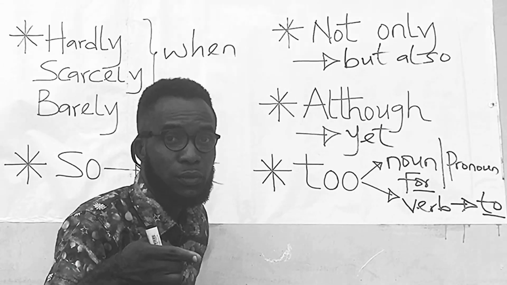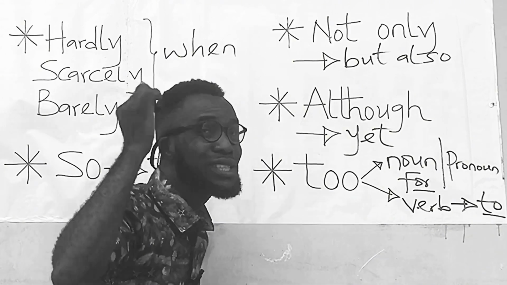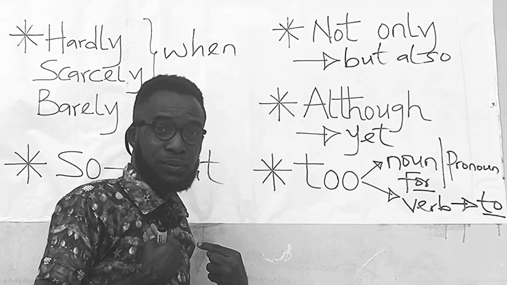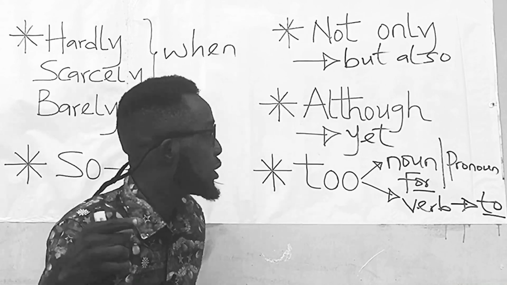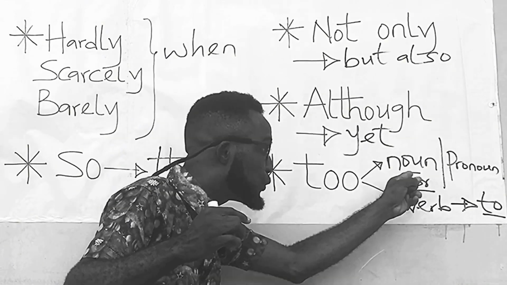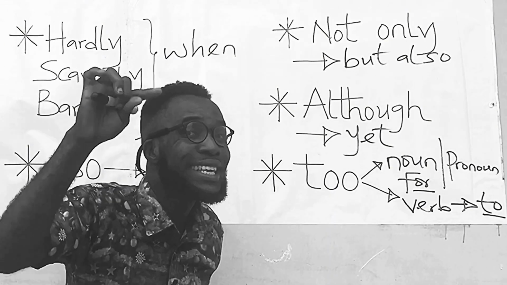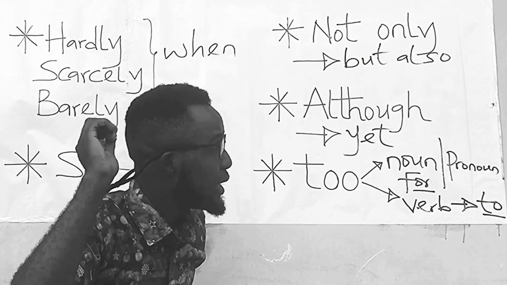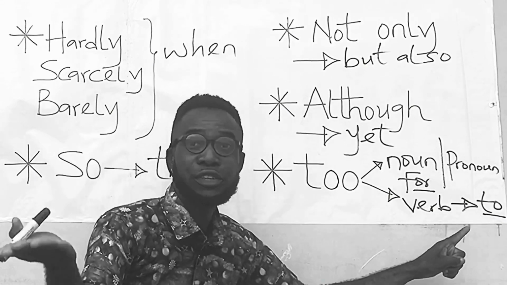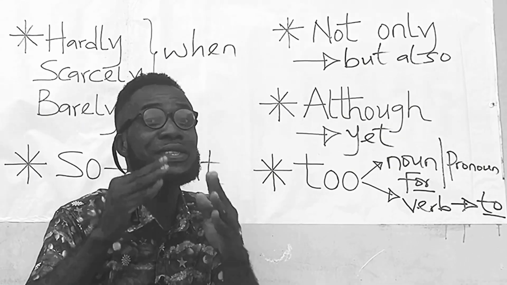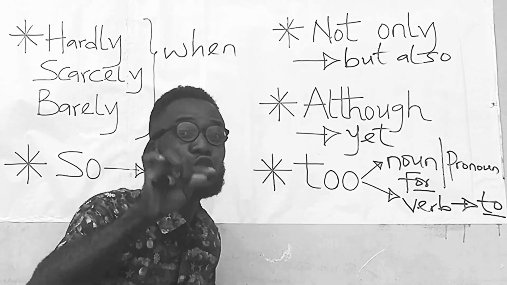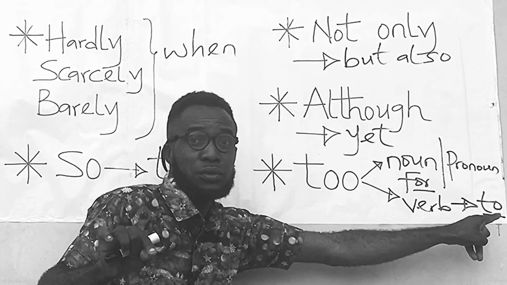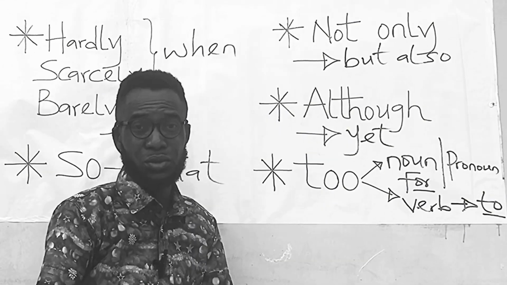For example, "The question is too difficult for me." You will notice that "me" is a pronoun. That is why "too" is collocating with "for". Another example, "The load is too heavy to carry." You will notice that "carry" is a verb. That is why "too" is collocating with "to". I believe that is understood.